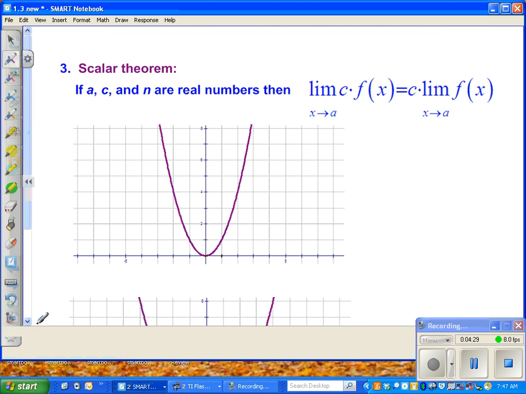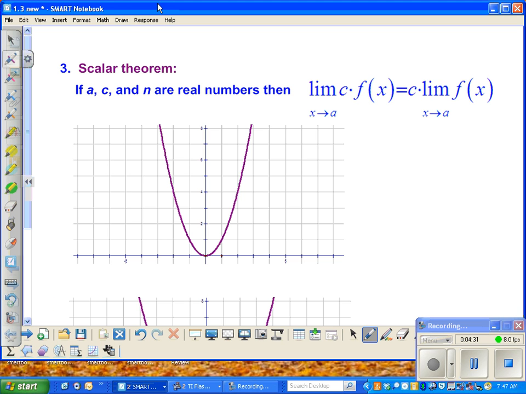All right, our next one is called scalar theorem. This is saying if I want to take the limit of some number times a function, I could multiply the function by that number, or I could take the limit of the function and multiply the result, or the answer, by c. So if I have the limit of, let's say, 1/2 x squared as x approaches 2, this theorem is saying, well, that's the same thing as 1/2 times the limit of x squared as x approaches 2.